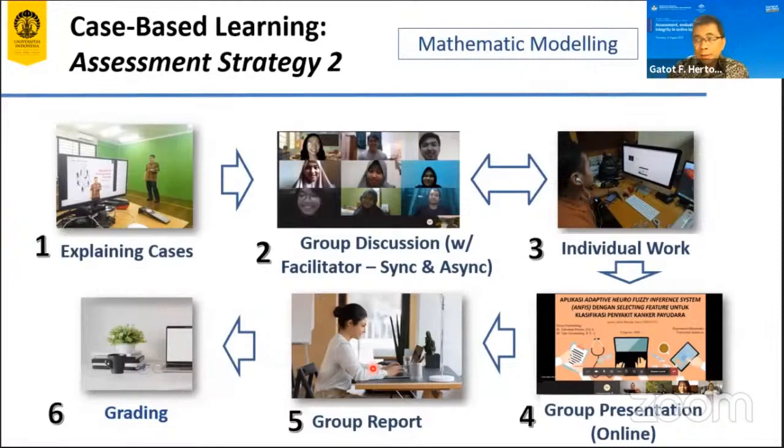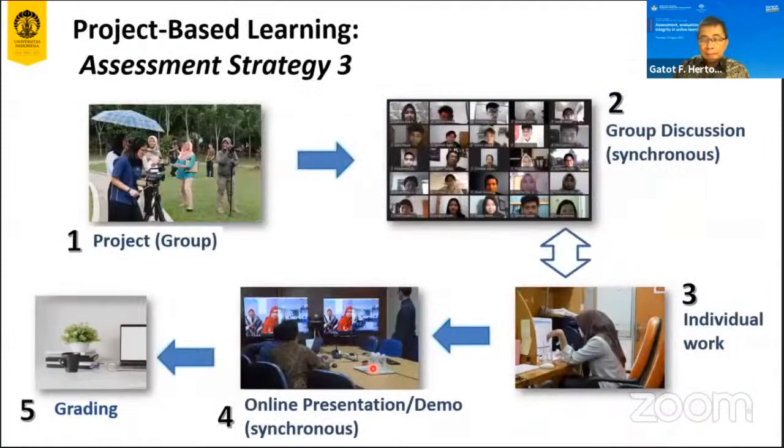And in the case of project-based learning, similar to case-based learning, assessment in project-based learning also focuses on student activity and also student engagement.